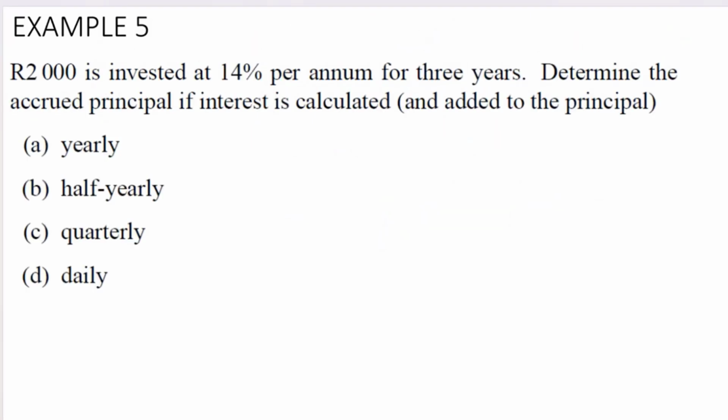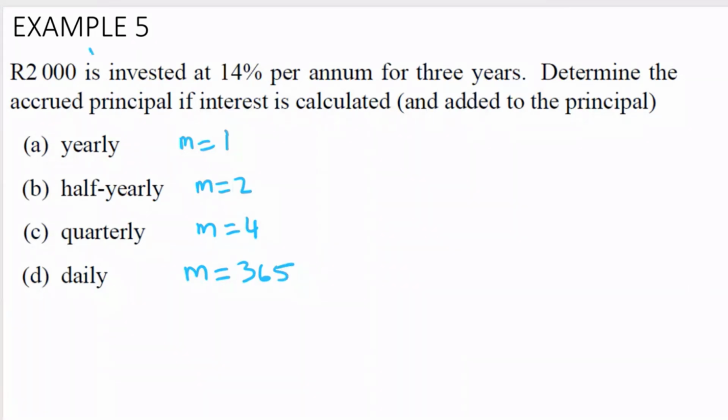Okay, so let's say you've got different scenarios here. In these scenarios, you are asked to calculate the accrued principal if the interest is calculated yearly. So here your M is just going to be equal to 1. Here, half yearly, your M is going to be 2. Here, quarterly, your M is going to be equal to 4. Daily, your M is going to be equal to 365.